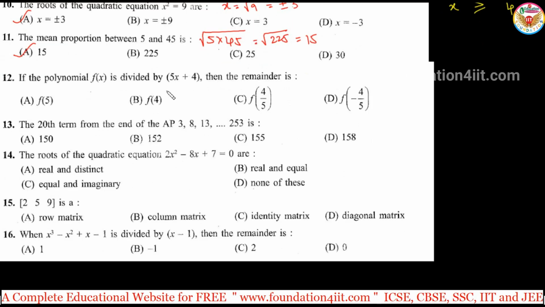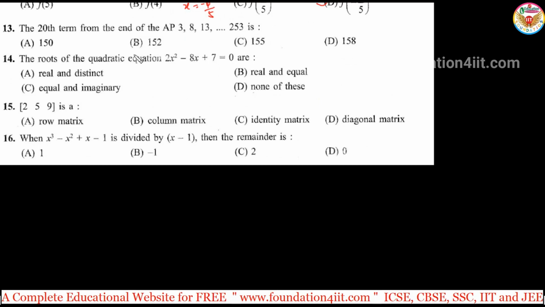Right. And next one. If the polynomial f of x is divided by 5x plus 4, then to find the remainder, let's make it 0 and check. Then 5x is equal to minus 4, x is equal to minus 4 by 5. So f of minus 4 by 5 is the remainder, as per the remainder property. Yeah, the first 16 questions carry 1 mark each.